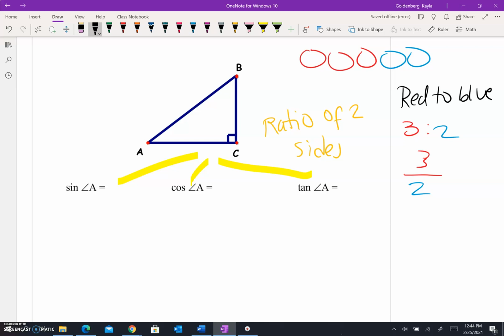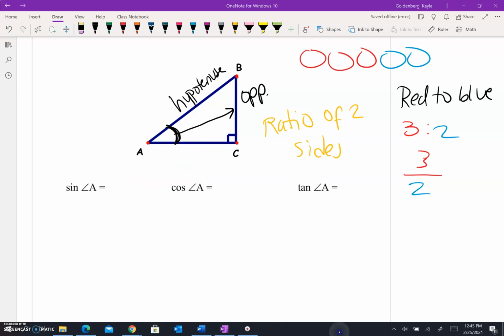If I'm focusing, for all these, it says to focus on angle A. The reason why we want to focus on angle A is because we're going to be looking at it from A's perspective. And we're going to label the sides. I'm going to label this one as my hypotenuse. From A, this one's across from it. I'm going to call this one the opposite side. And then the last one, this one is called your adjacent. I'll write them all out fully because it's next to angle A.